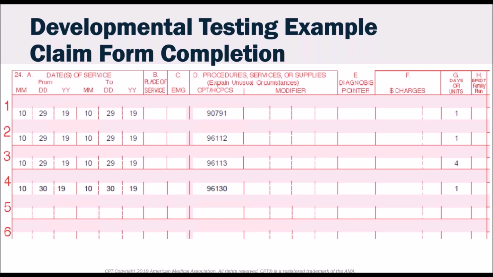The next line, again, occurring on the same day, you have the add-on unit for the developmental testing code, the 96113. It clearly documents that happened on the same day of service, and then the units for that. And then the last row shows where on the 30th, again, a different day of service, is where the feedback session occurred, and we clearly document that with the 96130 with 1 unit.